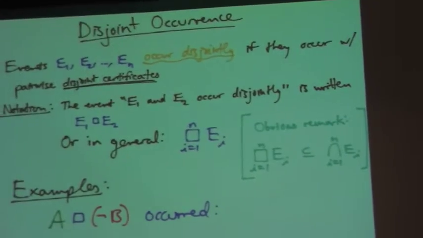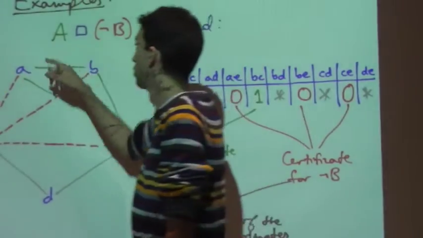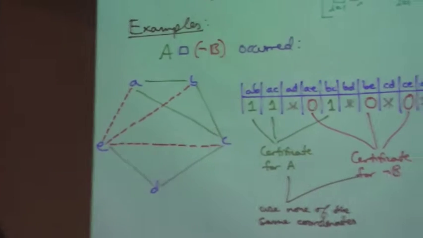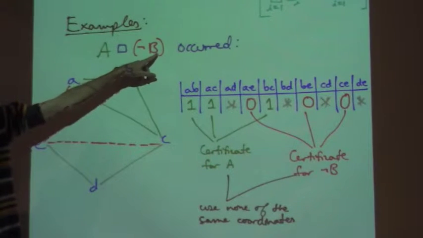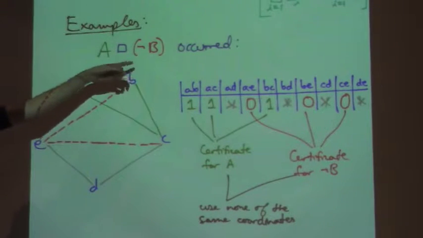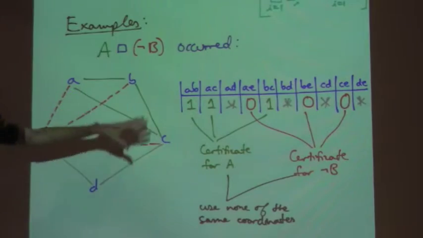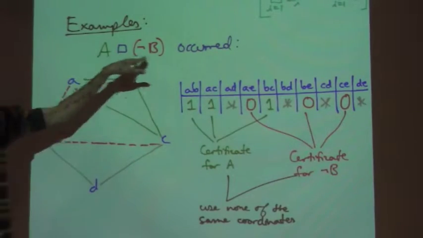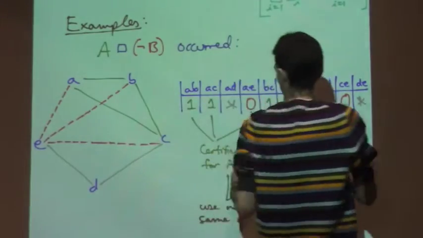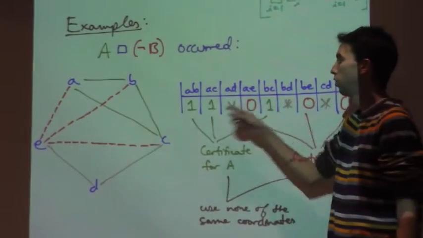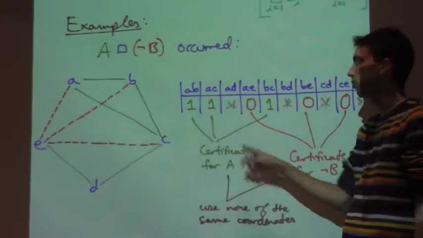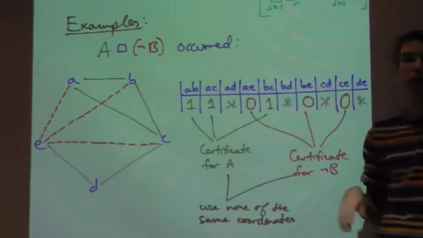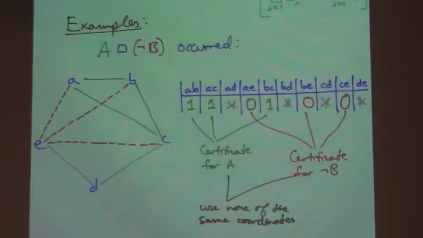So here's an example. Remember from a few slides ago, A was the event that G(n,p) contains a triangle. And B was the event that it's Hamiltonian, so not B is the event that it's not Hamiltonian. In this particular case, they occur disjointly because the green 1s are a certificate for containing a triangle, and the red 0s are a certificate for not being Hamiltonian, and they don't use any of the same coordinates.